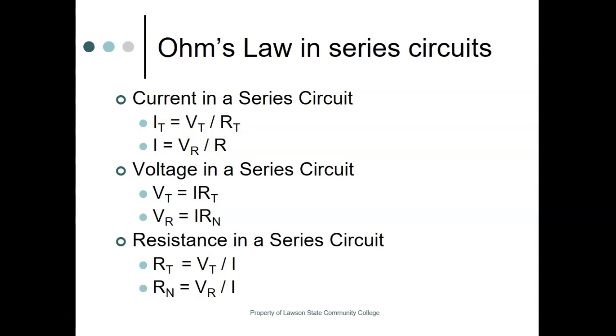Resistance in a series circuit, resistance total, can be found by dividing your voltage total by your current. If you're looking for the resistance of a specific resistor, you can divide the voltage of that resistor by the current.